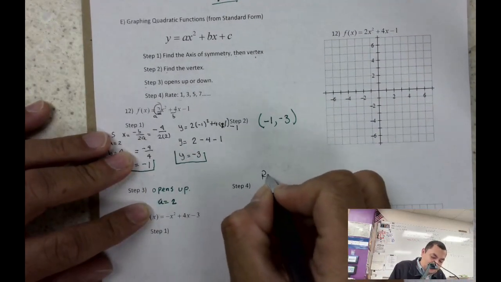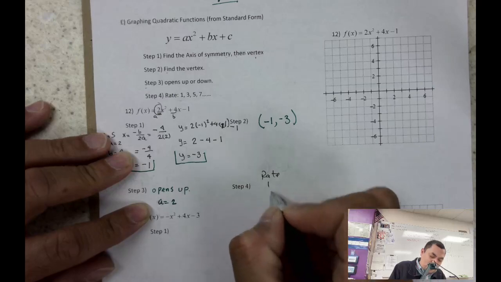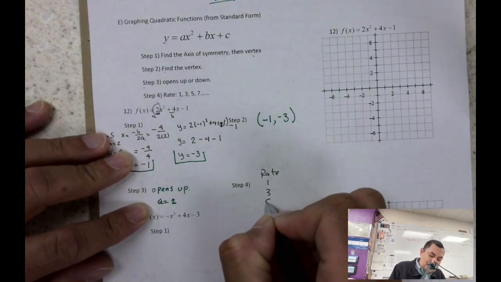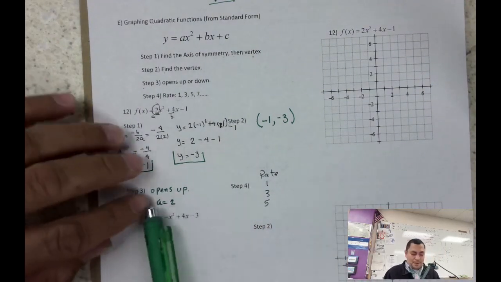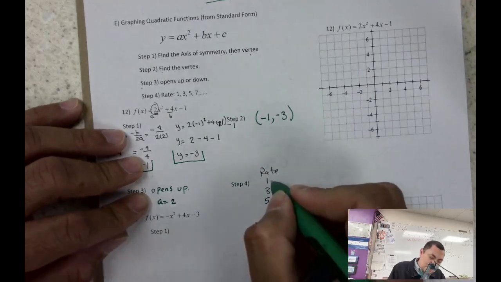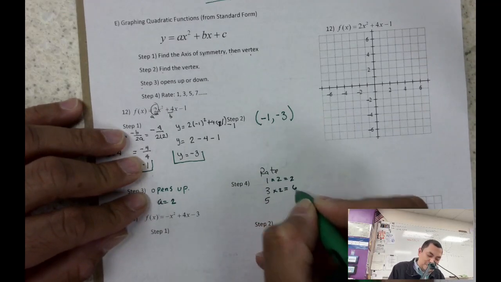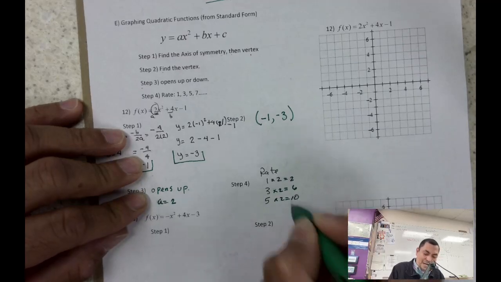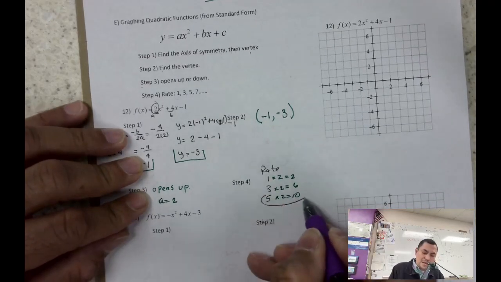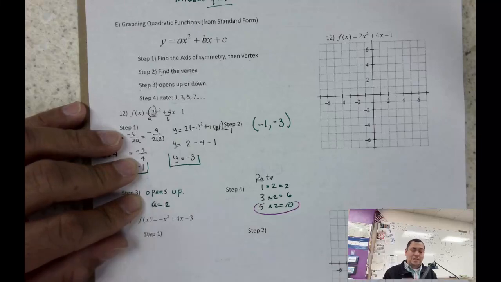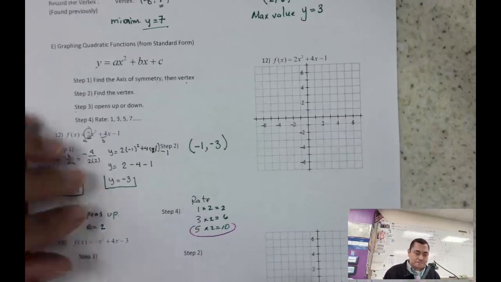The rate, remember that we use 1, 3, and 5, but because my value of a is 2, we multiply times 2 equals 2. Times 2 equals 6, times 2 equals 10. I don't think we're going to use this value here. So let's graph. Now we're going to graph.